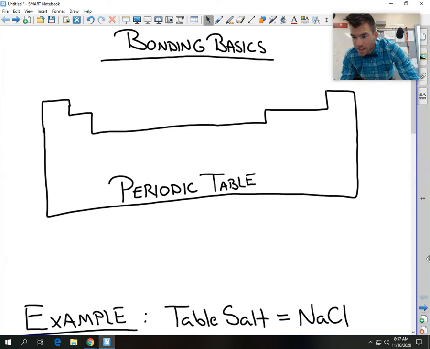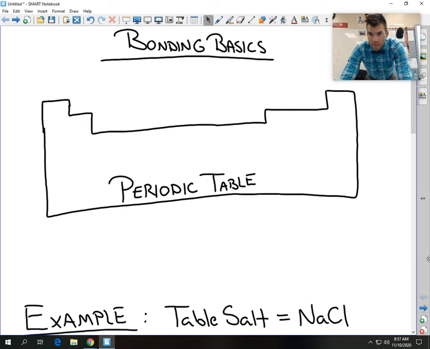Hey guys, today is Tuesday, November the 10th, and for today we're going to take some notes, and so you're going to need your periodic table. It's going to be helpful for you today. If you don't have your periodic table at home with you, then obviously just look at one online, and it is perfectly fine. And so we're going to take some notes about bonding.